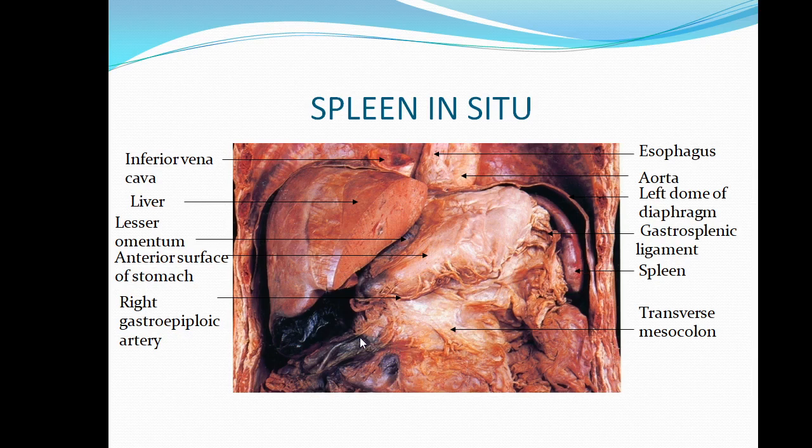This is the transverse colon. This is the left colic flexure. This is the transverse mesocolon, and here you can see the left colic flexure is related with the anterior pole of the spleen.